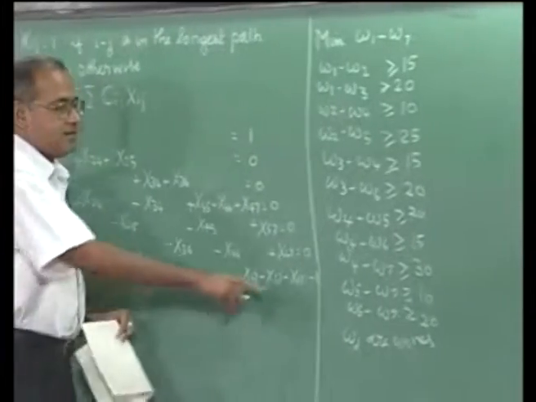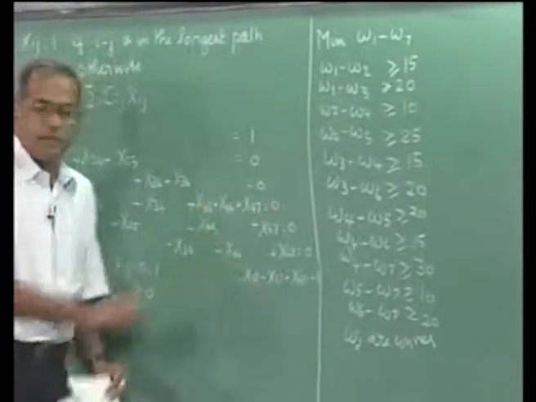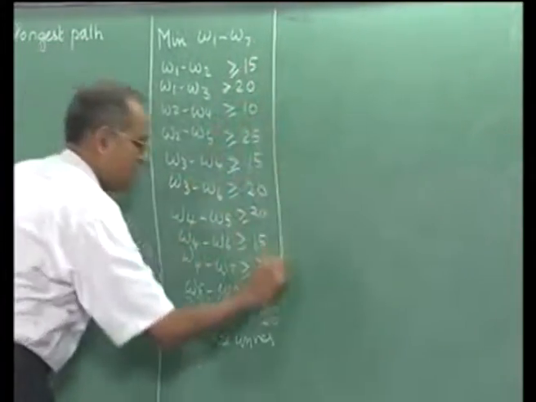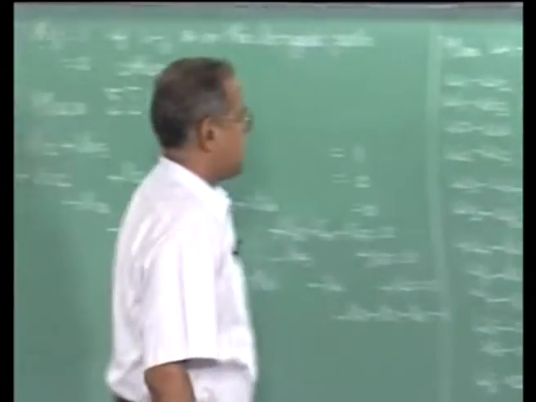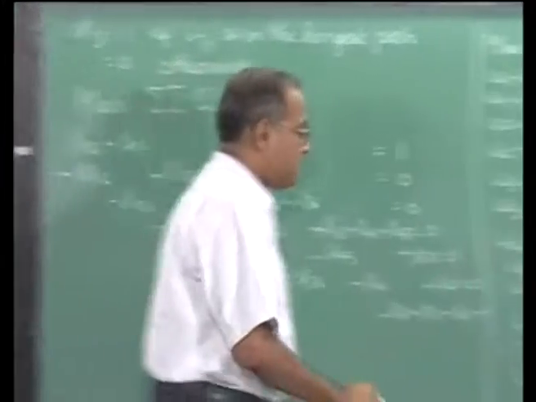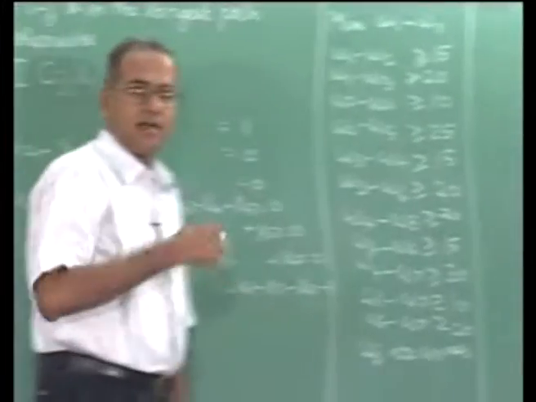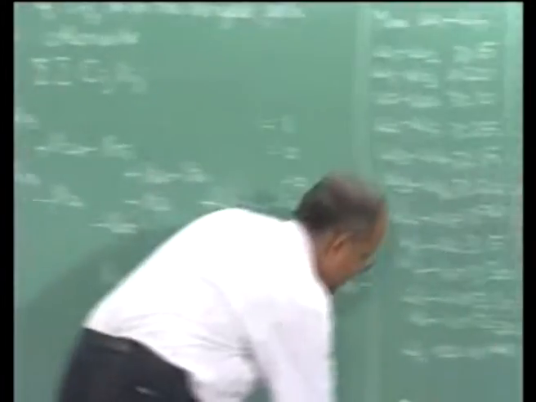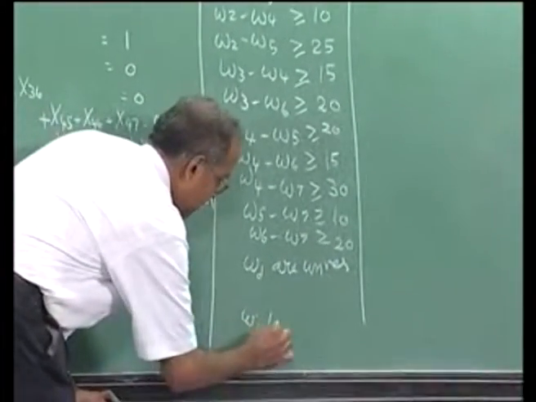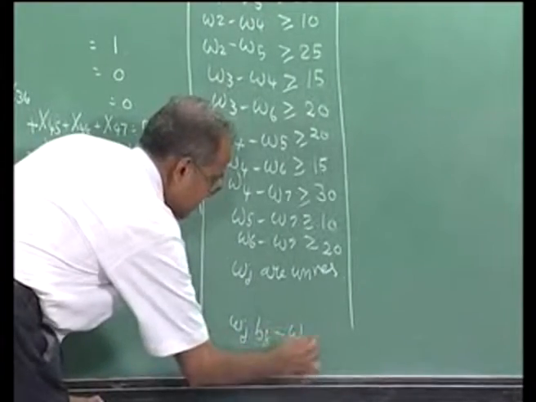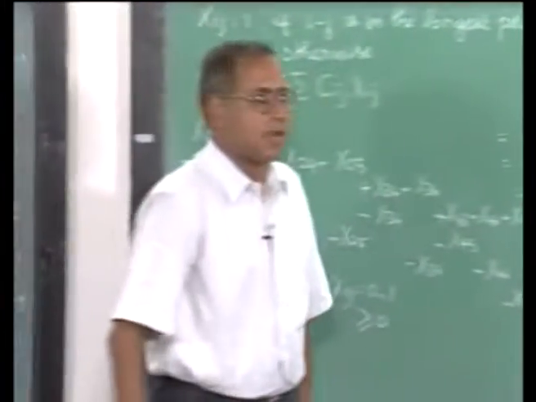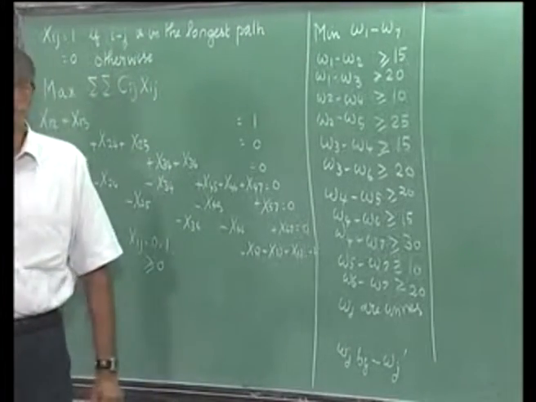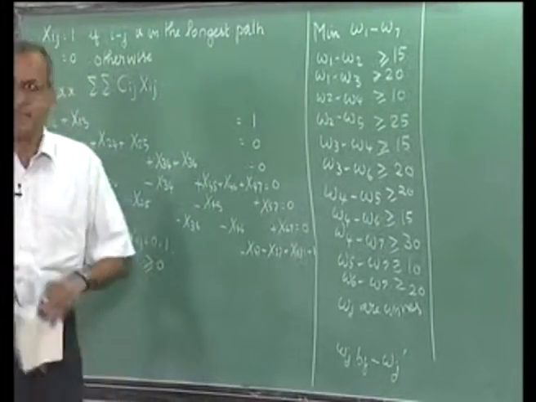The unrestricted comes because of these equations. Now we make another interesting change here: because these Wj's are unrestricted in sign, we are now going to replace each Wj by, say, minus Wj dash, and because Wj is unrestricted, minus Wj dash will also be unrestricted in sign.